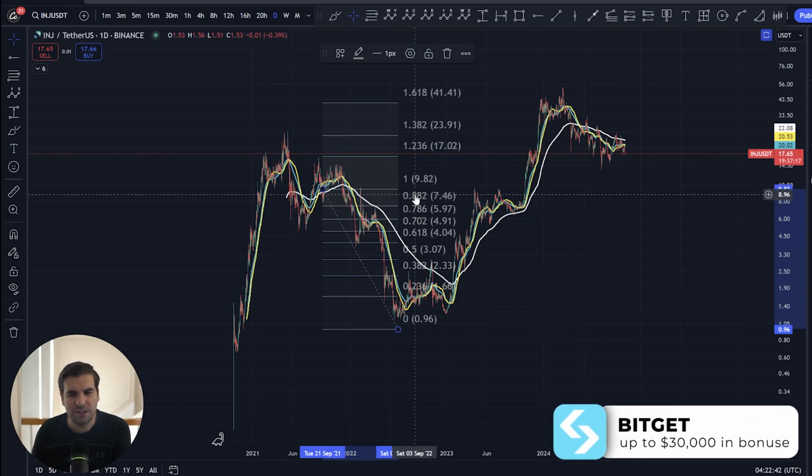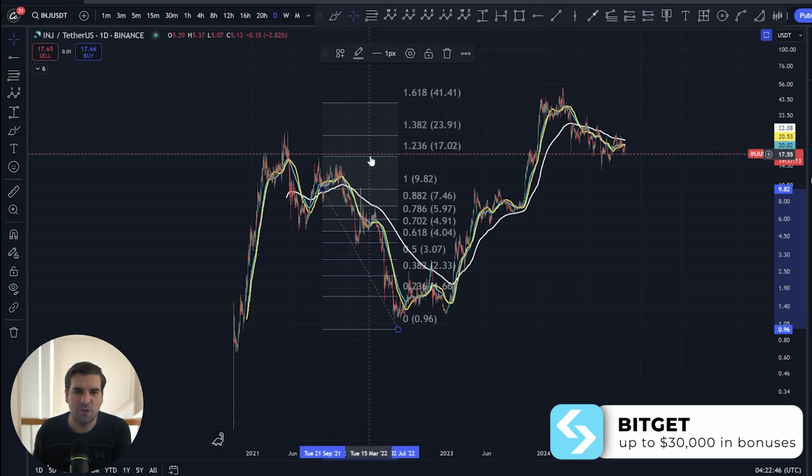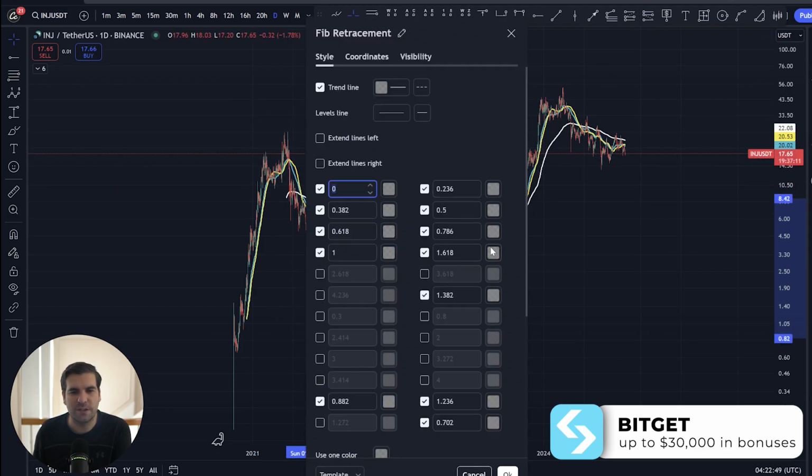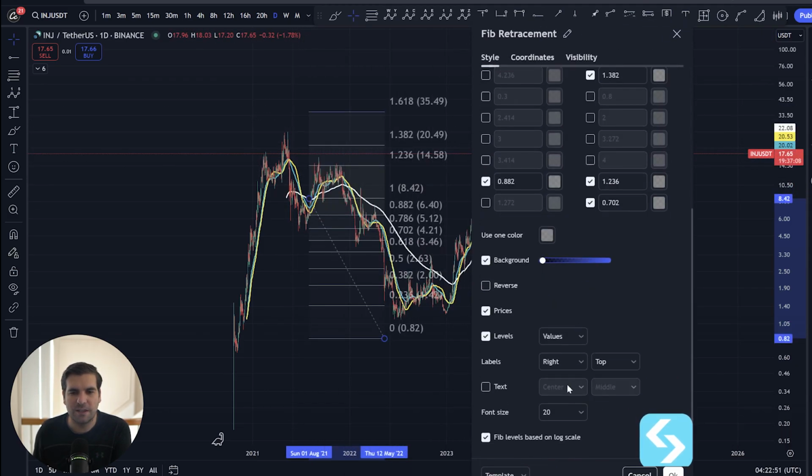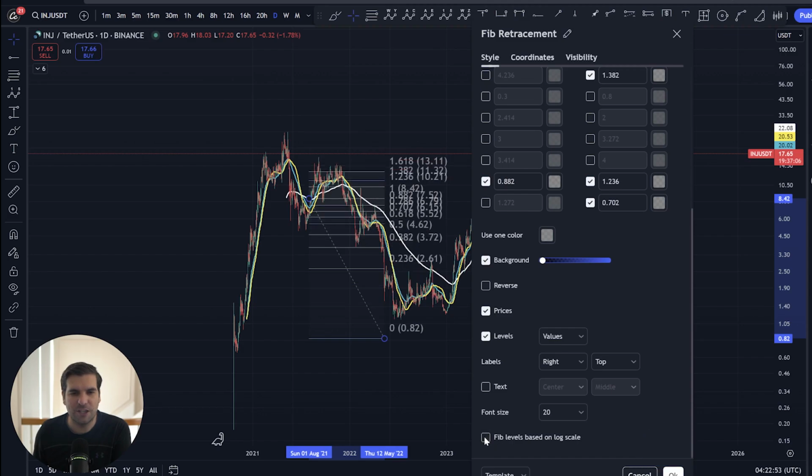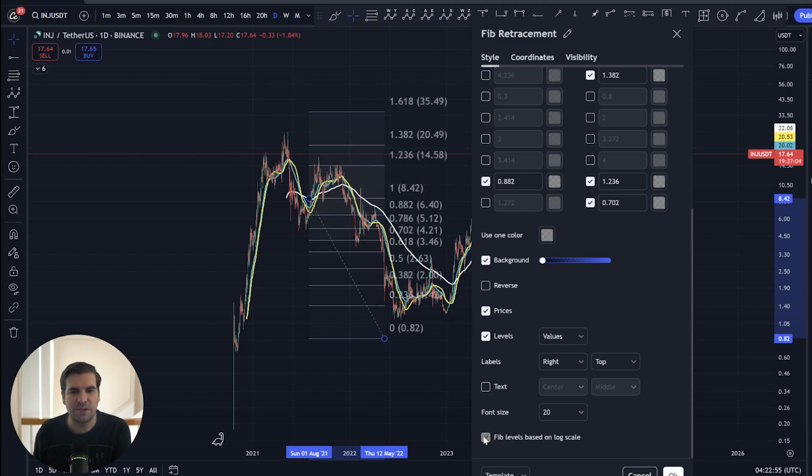And because I use the chart in logarithmic scale, I must make sure that my Fibonacci is also in logarithmic. If it's not, then it will look like this. You can see how it changes, and obviously that's no good to anyone. So we make sure that that box is ticked, okay?